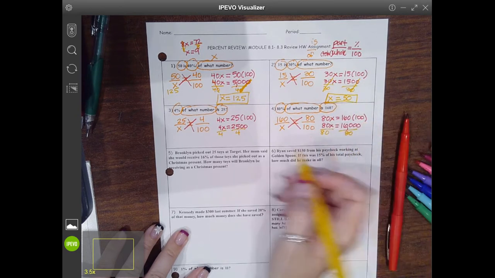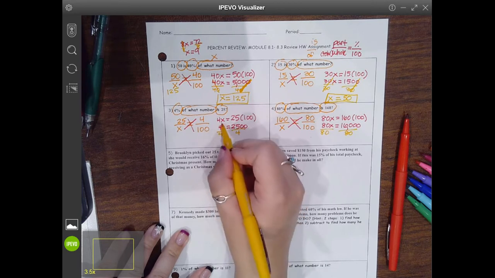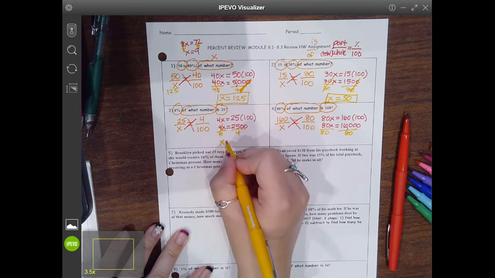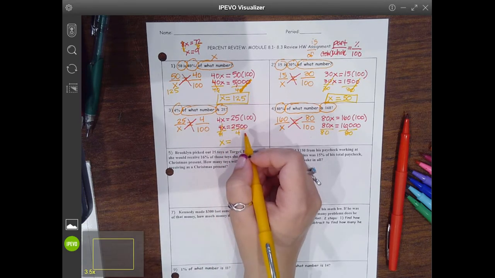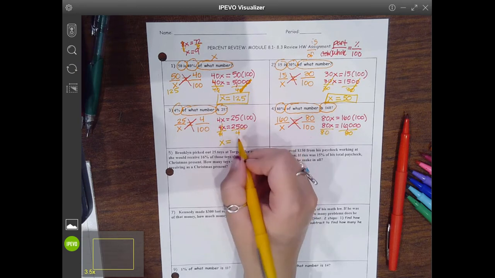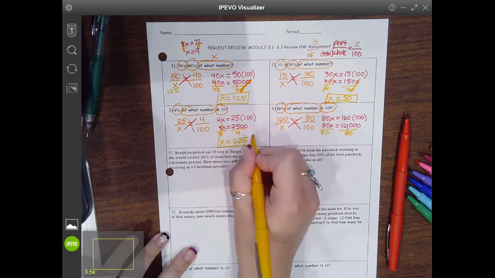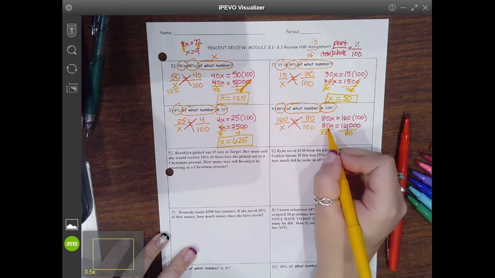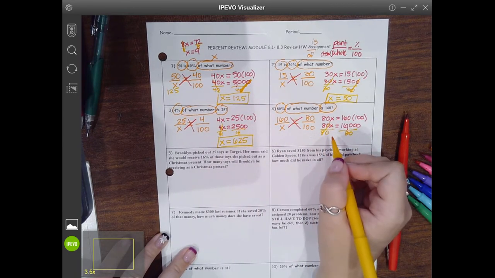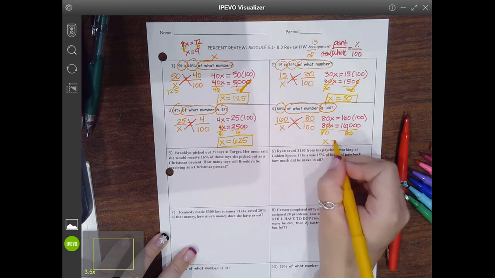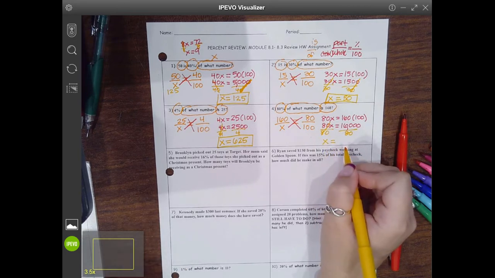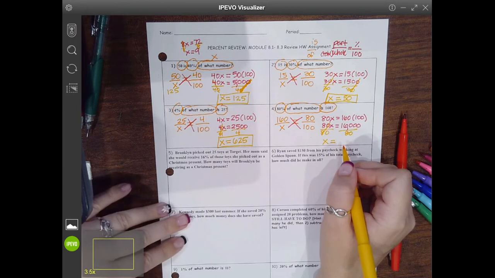You'd still get 50. Okay, 4 divided by 4 is 1. 1 times x is just x. 2,500 divided by 4 is 625. And 80 divided by 80 is 1. So 1 times x is x. 16,000 divided by 80 is 200.